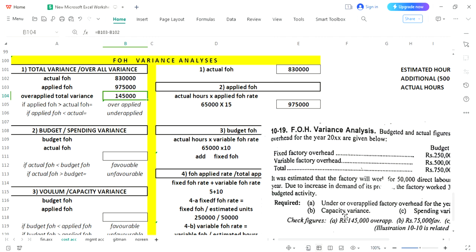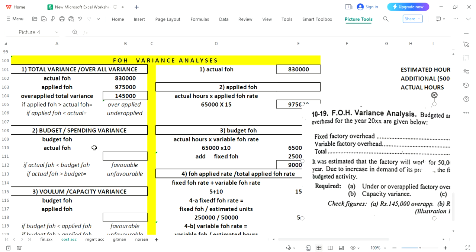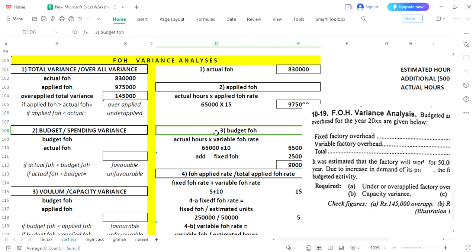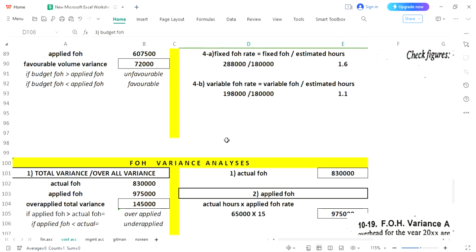Come over here. First requirement was under over applied. We have seen 145,000, and we have written it as over applied, and here is over applied. So first section is completed, first variance is completed. Next target is to calculate your budget or spending variance. For that you need budget FOH, and here on third you have calculated your budget FOH.